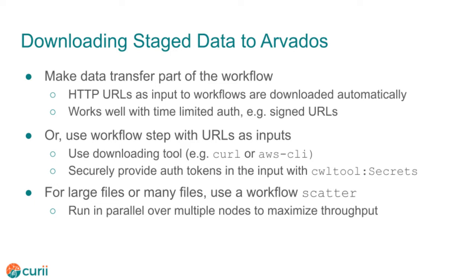Another, more flexible option is to put a download step in your data processing workflow. You can use any downloading tool with any data transfer protocol and provide credentials securely using the Arvados extension to support secret inputs. If you have a very large amount of data, you could even use a workflow scatter to perform downloads across multiple machines to increase throughput.